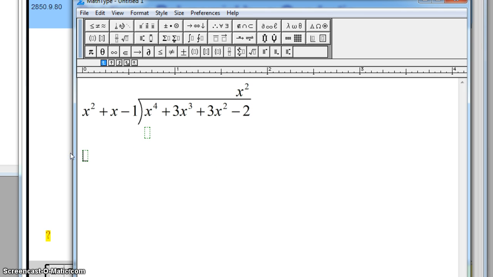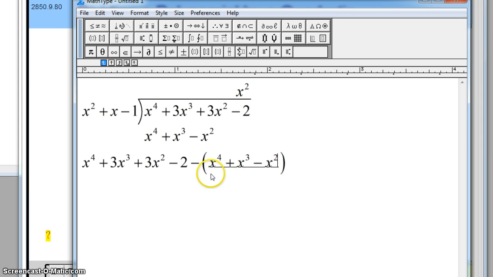And now the next step is to multiply this x squared through this whole expression, and we'll put it below this one. So x squared times x squared is x to the fourth. x squared times x is x to the 3. x squared times negative 1 is minus x squared. And now we're going to subtract this entire thing from this entire thing. If it helps you, you can write it out. If not, that's fine too. The important thing to remember is that you're subtracting this whole quantity, so you need to distribute the negative sign. But I'll show you that in a sec.